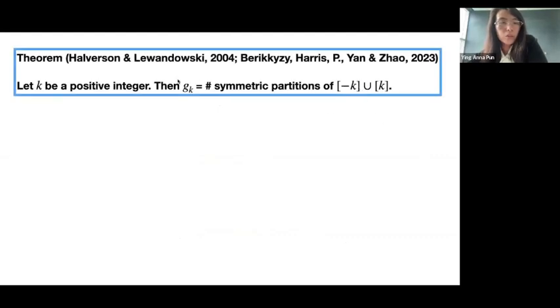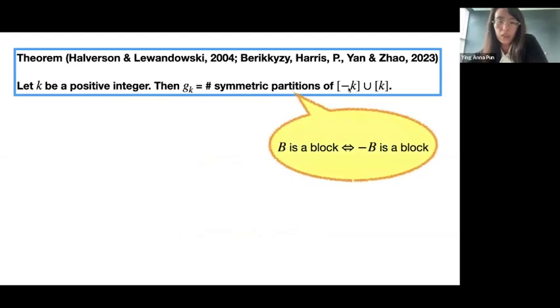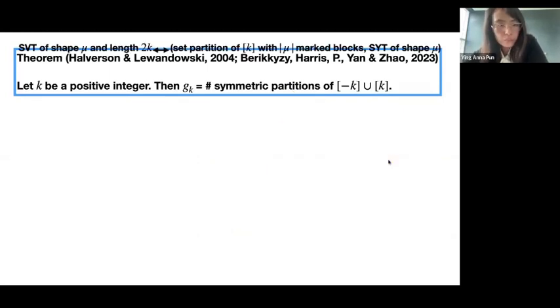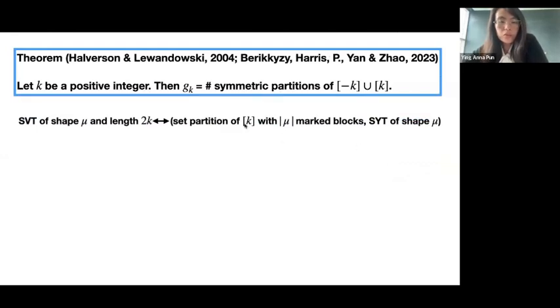And so that is what we realized, that the GK, meaning that if you add them up, it is actually the number of symmetric partitions of minus K union K. What does that mean by symmetric partition? Well, any subpartition that if B is a block if and only if minus B is a block, then that's a symmetric partition.